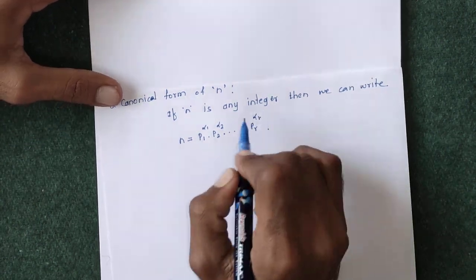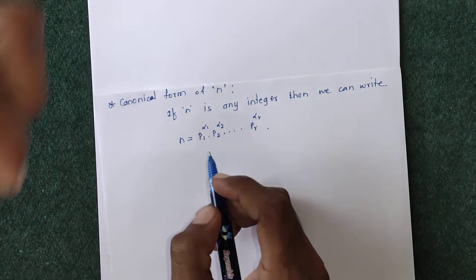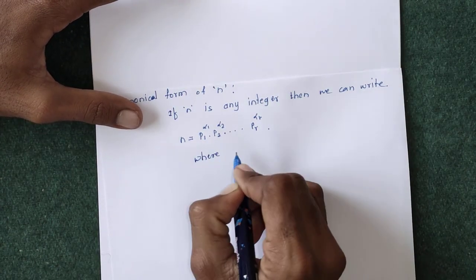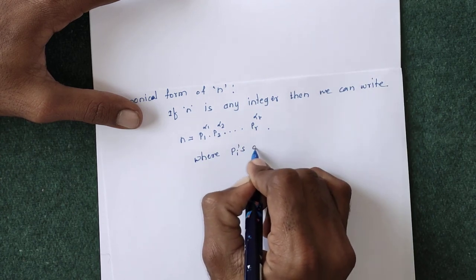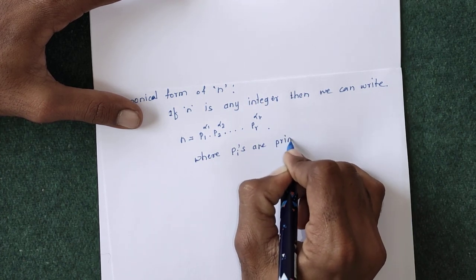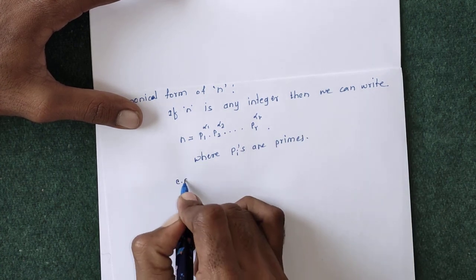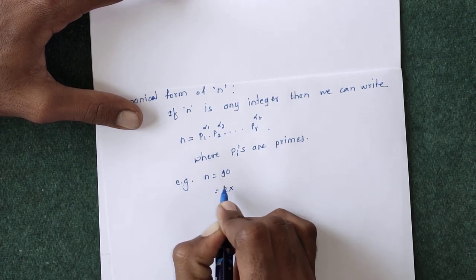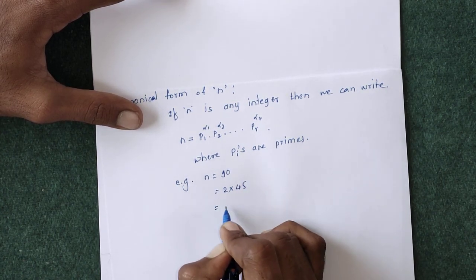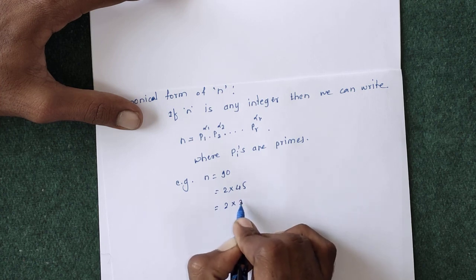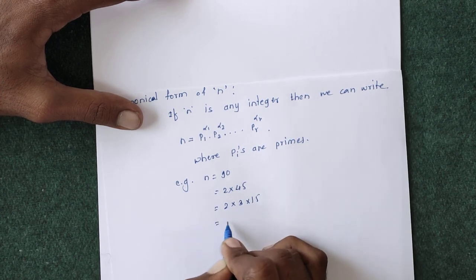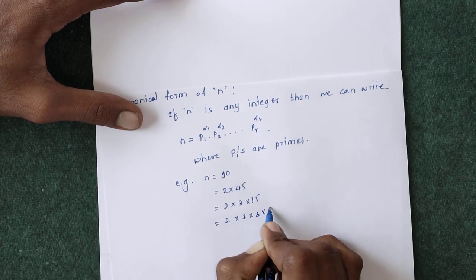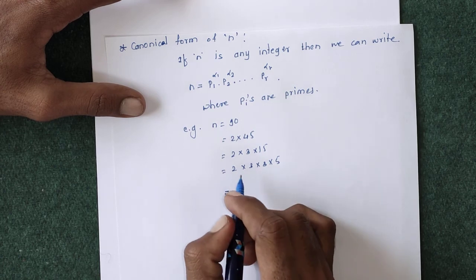Before the Euler's phi function, we have seen the canonical expression of any integer, where these pi's are primes. For example, suppose n is equal to 90, then we can express 90 as 2 into 45. Again we can express 45 as 3 into 15. Again we can express 15 as 3 into 5. That is, we get the canonical expression of n equal to 90.